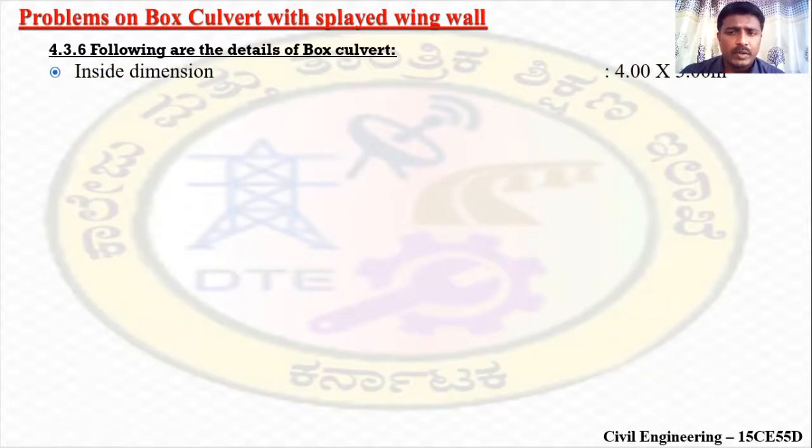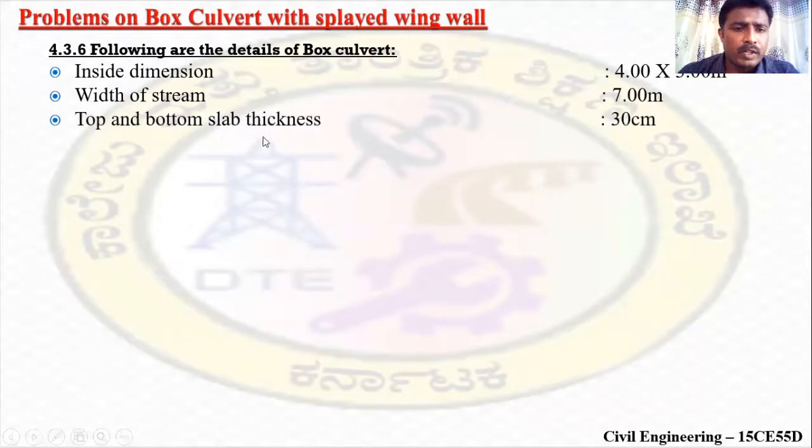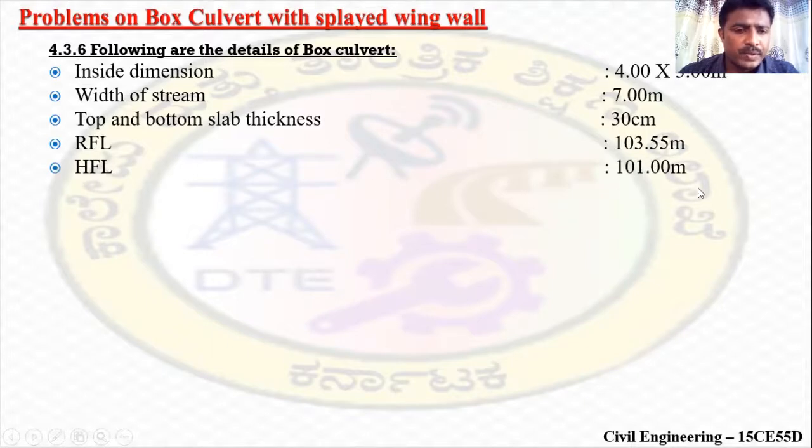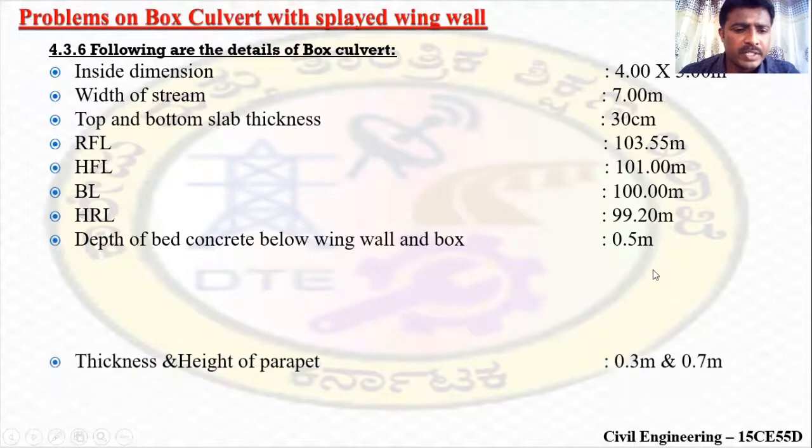Inside dimensions 4 meter into 3 meter. Second, width of stream 7 meter. Top and bottom slab thickness 30 centimeter. Road formation level 103.55 meter. High flood level 101.00. Bed level 100.00 meter. Hard rock level 99.20. Depth of bed concrete below wing wall and box 0.5 meter.